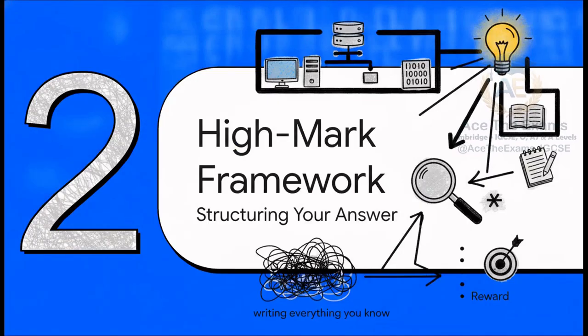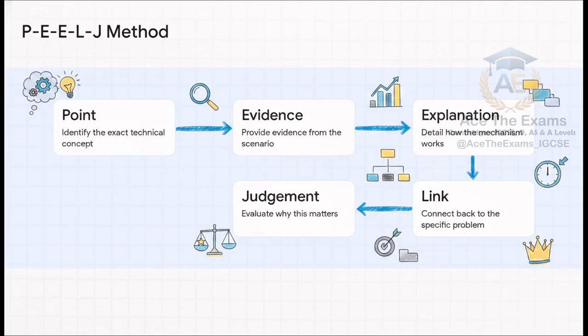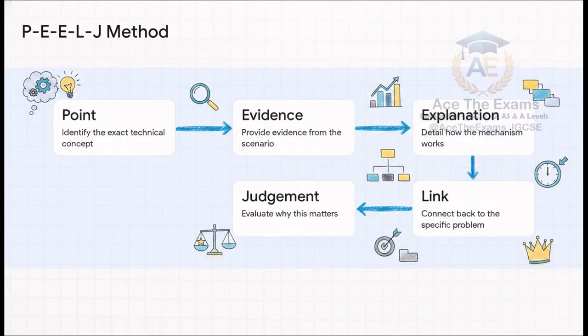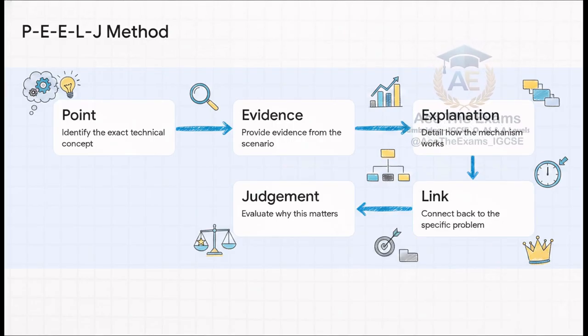Part 2. The High Mark Answer Framework. Now, in just a moment, I'm going to show you a hidden examiner clue that changes your answer completely. But first, you absolutely need the structural framework that makes that clue entirely obvious. Without a framework, you'll just end up brain dumping everything you know about a topic and praying the examiner finds something worth rewarding. Enter the PEELJ methodology. This is your absolute guarantee for securing method marks in your extended responses.